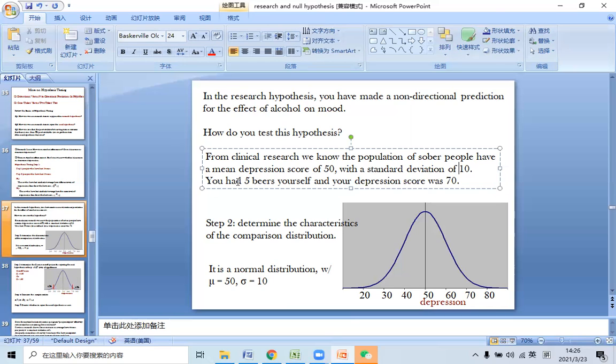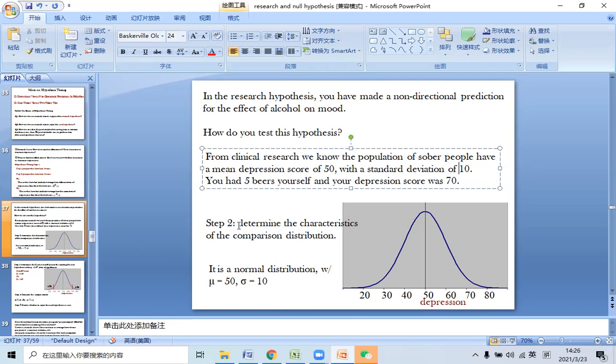And you are the subject. You are the only subject. You have 5 beers yourself, and you measure your depression score. Your depression score is 70. Is this good evidence for rejecting the null hypothesis? Would this be strong evidence to reject the null hypothesis?